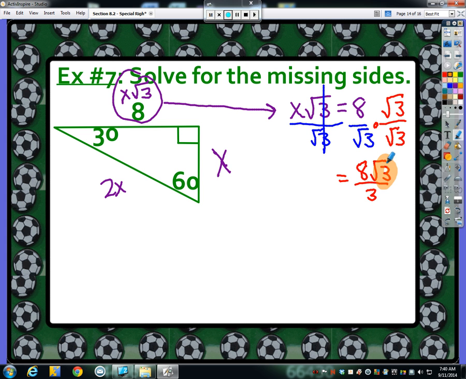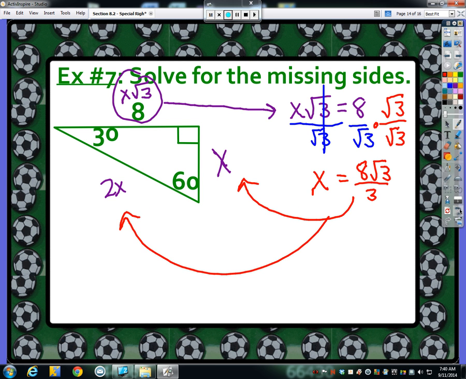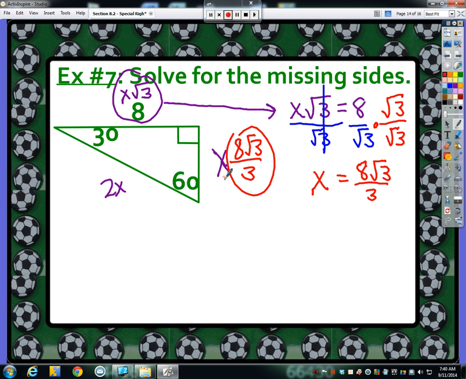Now, can the square root of 3 simplify? No. Can 8/3 simplify? No. So this is fully simplified, and this is x. That's what we're going to go plug in over here and over here now. So this side over here, well, it's 8 root 3 over 3. Done. Now this, we're going to take 2 times 8 root 3 over 3.